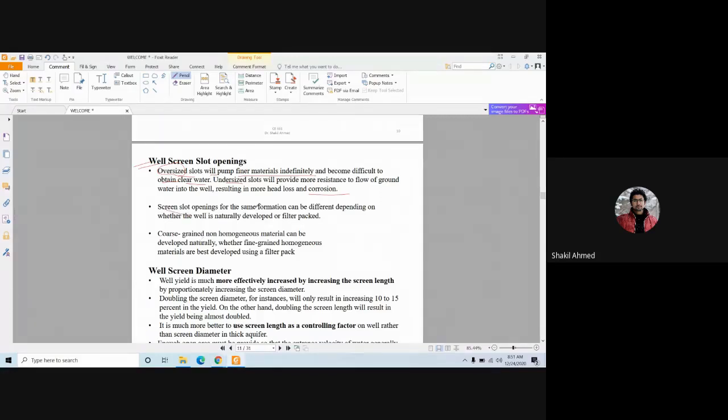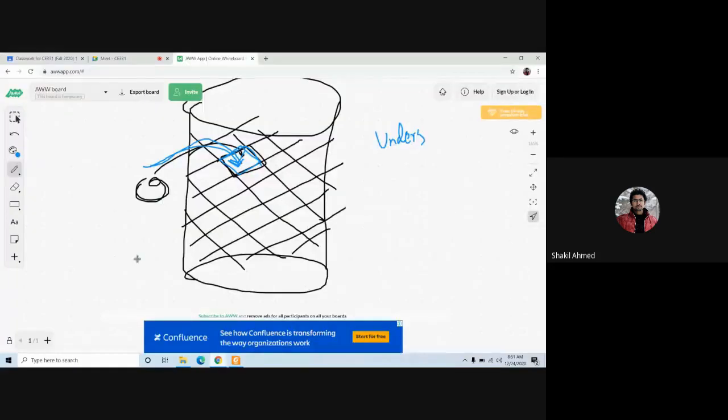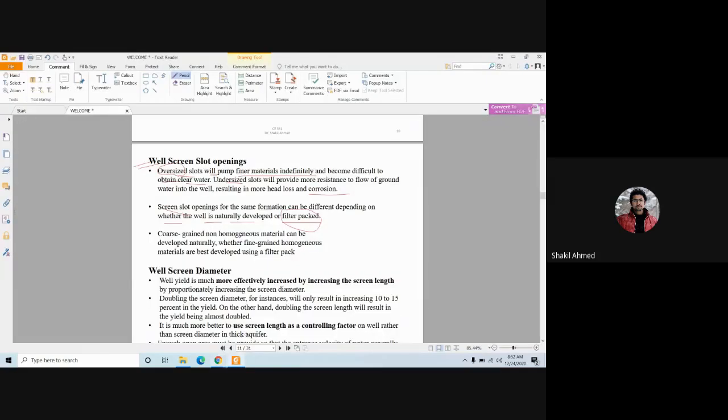The screen slot opening for the same formation can be different depending on whether the well is naturally developed or filter packed. Filter pack means, as I told you, the filter material, gravel pack material surrounding the screen, all around the screen. Coarse-grained, non-homogeneous material can be developed naturally, whereas fine-grained homogeneous material is best developed using a filter pack.